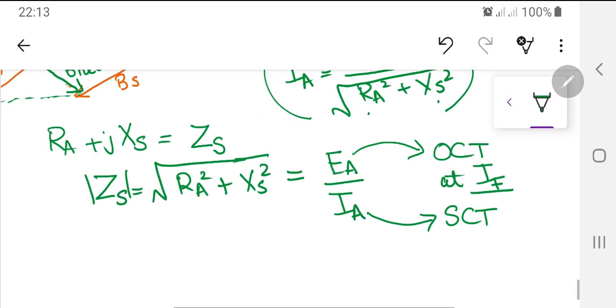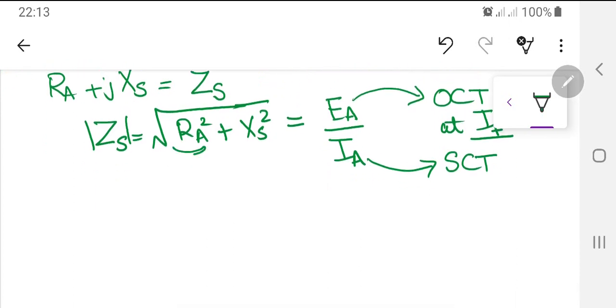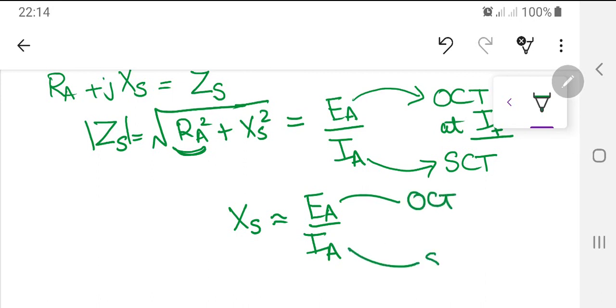Now over here, it seems quite easy. The one value you get from the open circuit test, the other value you get from the short circuit test. But one approximation which the book has also made: since we know RA is very small, if we ignore this RA, its square is going to be a very small term. So XS can be called simply EA divided by IA, again with EA coming from the open circuit test and IA from the short circuit test at a designated IF. That IF can be the rated value, some mid value, some very small value, or some other value.